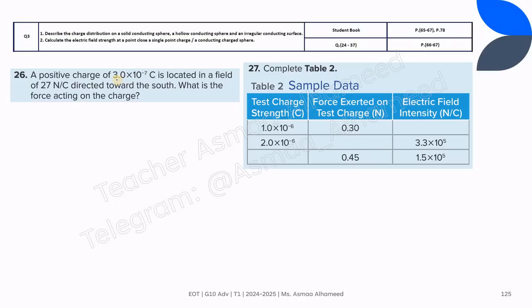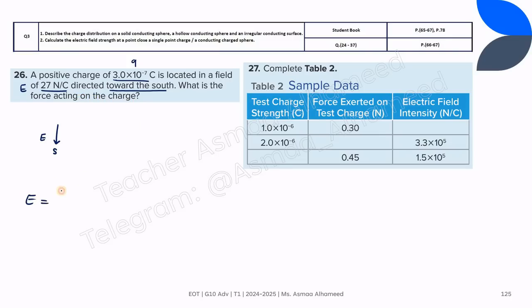Here we have a positive charge of this much. This is Q, located in a field. This is E, directed towards the south. So south is down, this is south, and this is the electric field direction. What is the force acting on the charge?